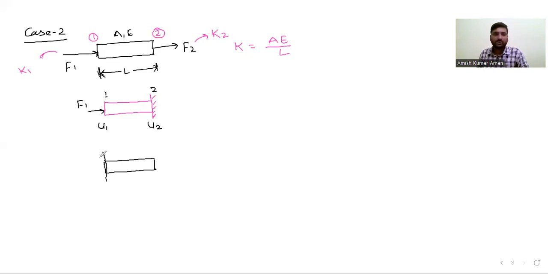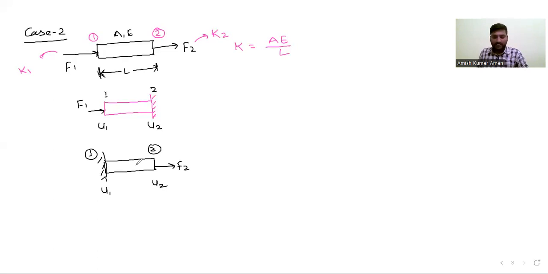Again, in the next case, I am fixing node 1. Here the force is F2. Again, same U2 and U1. Displacement at 1 is U1 and displacement at 2 is U2.